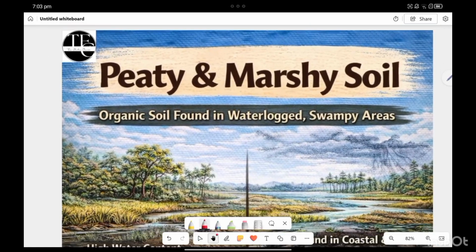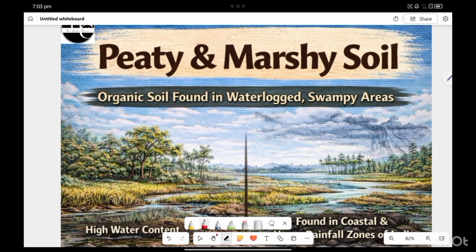Moving forward to the peaty and the marshy type of soil, right? These are organic soils found in the waterlogged or the swampy areas. We can say these are found in areas of heavy rainfall having high humidity, like we have Kerala, we have Odisha, we have West Bengal, right? So in these particular areas the humidity content is quite high, so a large quantity of dead organic matter accumulates in these areas, and this gives a rich humus and organic content to the soil.